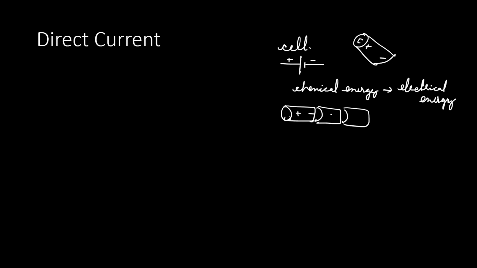Many of these cells are joined together, one next to each other. So you have positive, negative, positive, negative. So that constitutes a battery. So this is plus and minus.